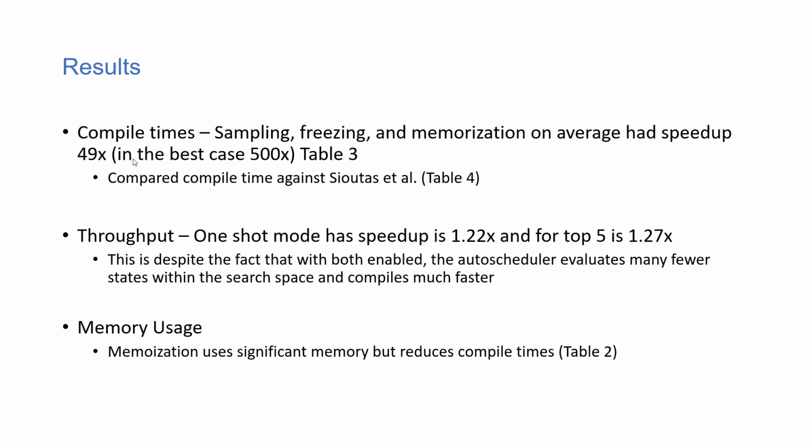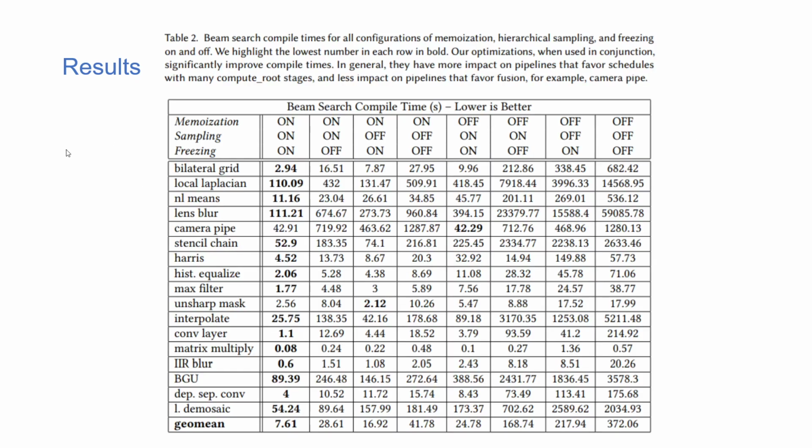They reduce the compile time by 49x on average, and in the best case 500x. I guess this is relative to the previous autoscaler of Halide. But compared against Sioutas, in table 4, it did not do that well. It's more or less the same, and we're going to see that in a moment. The throughput was slightly improved, even though a smaller state space was considered. And the memorization helped, but it has a memory penalty, and we're going to see that in table 2, but it's not really that much.